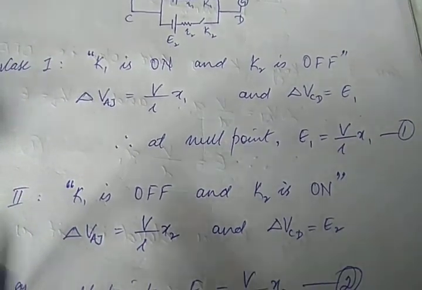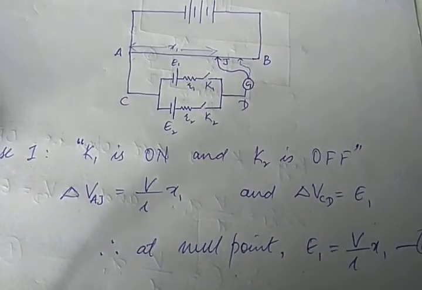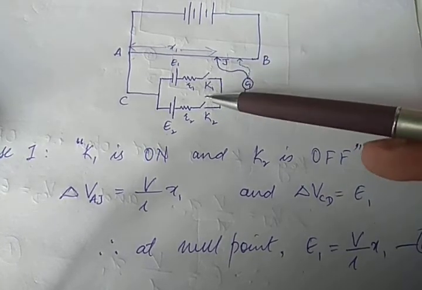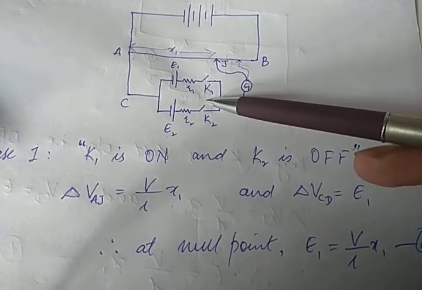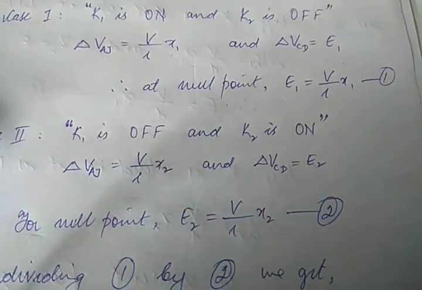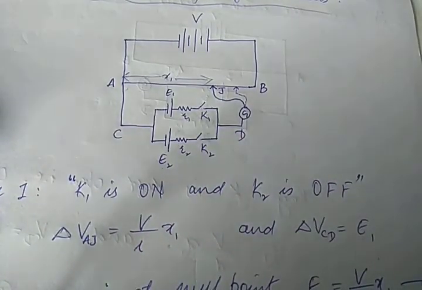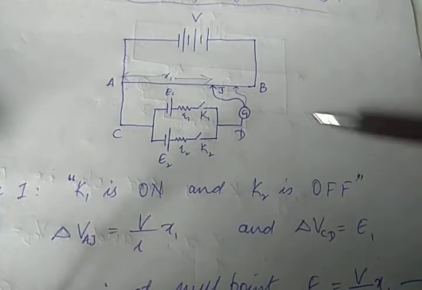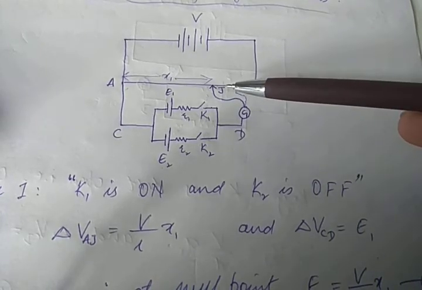Then after case 1, what we do is, so far only K1 was on, K2 was off. Now what we do next is K1 is open, K1 is off, and K2 is closed, that is K2 is on, such that E2 comes into play now. The moment we do this, the position of the null point changes, because this cell has another value of EMF.